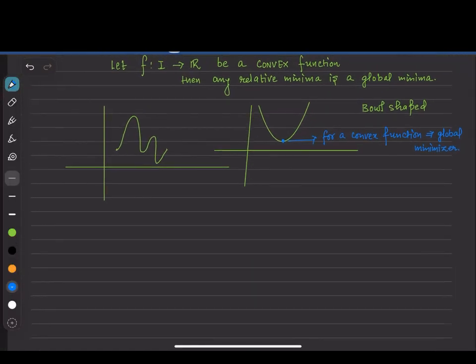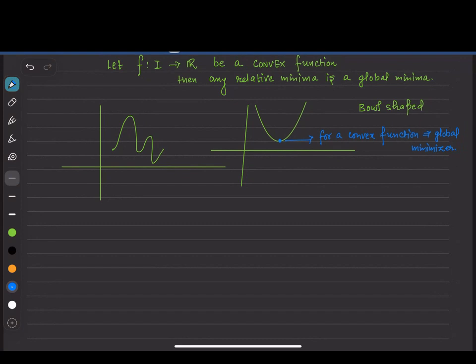Now let us see how to prove that a function is convex. So let us take an example. Let's say the function is f(x) equals x square, and we need to show that this function f(x) equals x square is convex.